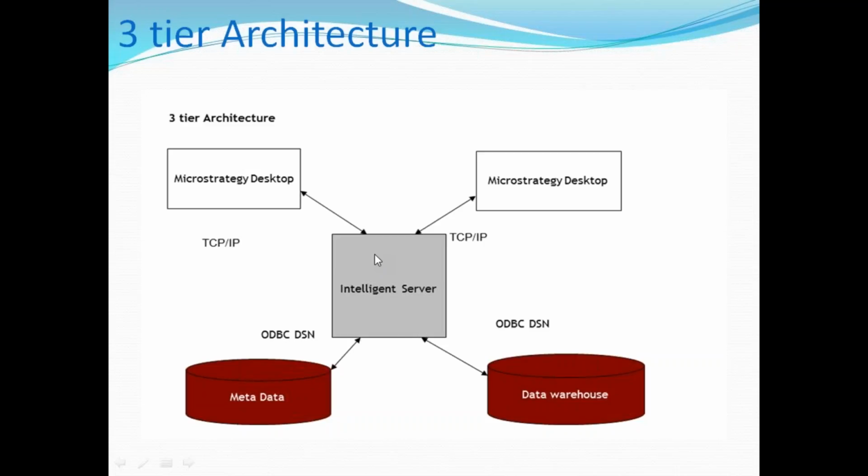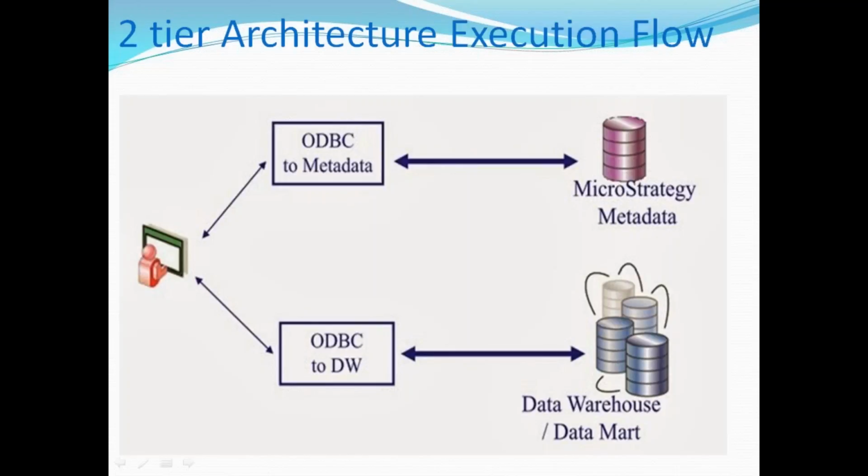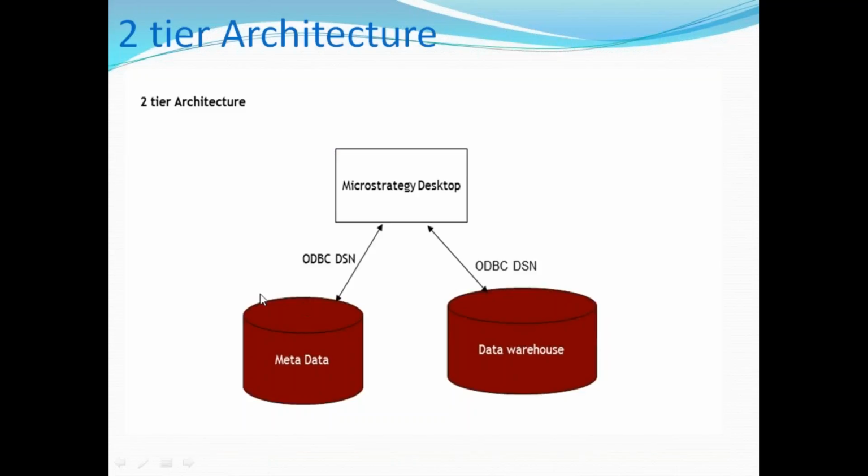What does cache mean? Say, for example, you go back to this two-tier connection. It has to go to metadata and the data warehouse, and then display the data. So it goes to metadata to collect the object definition, then goes to the data warehouse to collect the actual data, then displays it on the report. It is taking 2 minutes, assume.